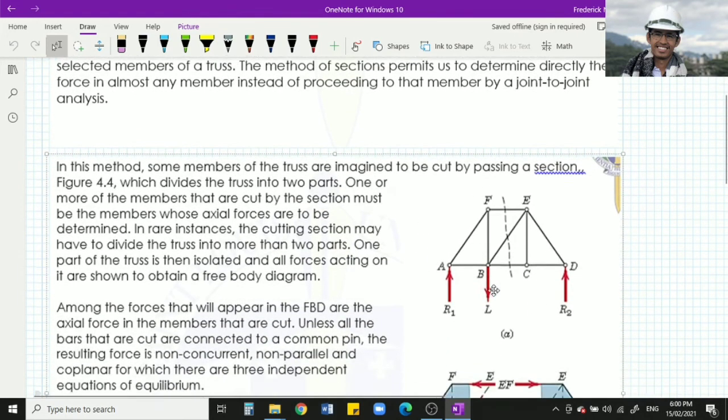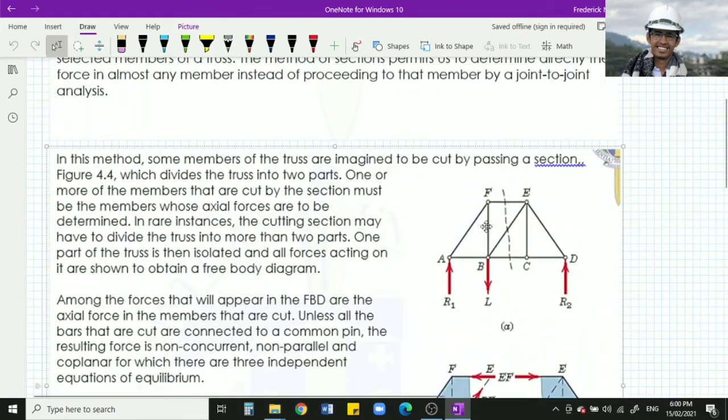For example, itong figure 4.4 natin, if we have this truss, kung gusto nating malaman yung force lang ng member FE, so pwede tayong gamitin yung method of sections kaysa gagamit tayo ng method of joints. So i-isolate natin yung point A. So after nung joint A, pupunta tayo sa joint F, no? So madaming computation din.